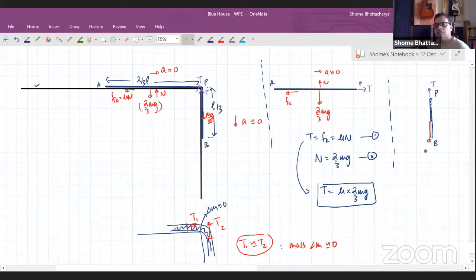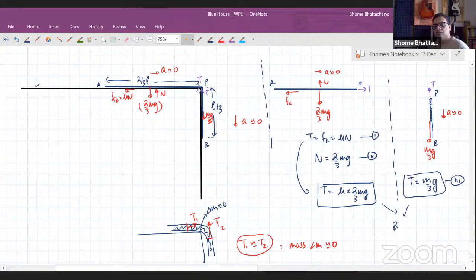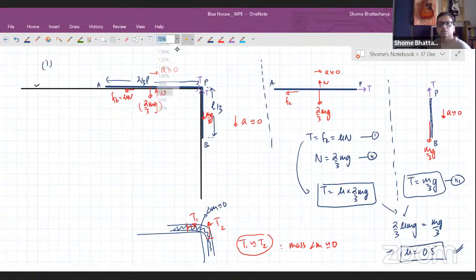Okay. And this one's weight is m by 3 g, and again its acceleration is tending to 0. So for this one we have the equation now that T is equal to m by 3 g. Okay. So now comparing this and this, we can see that 2 by 3 mu mg is equal to mg by 3. That means the coefficient of friction is 0.5. That is the first part. So this is the solution of the first part.